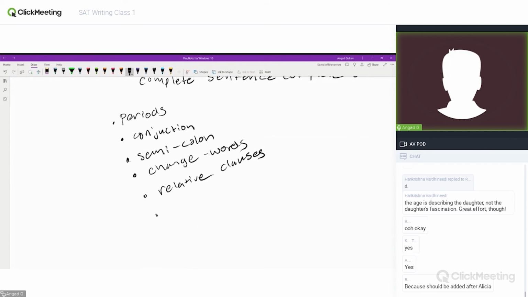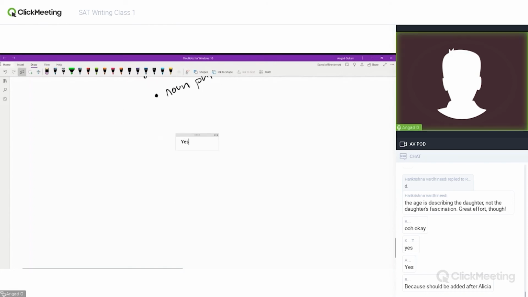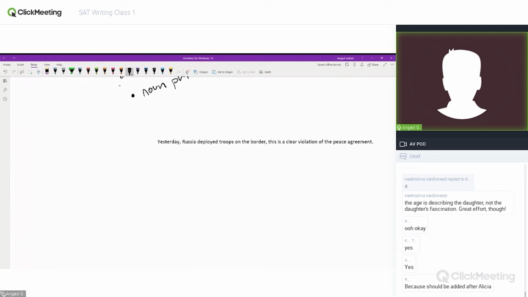And we can use a noun phrase set off by commas, right? So let's say, yesterday, Russia deployed troops on the border. This is a clear violation of the peace agreement. My computer's going really slow for some reason now. But here we have yesterday, Russia deployed troops on the border. This is a clear violation of the peace agreement. This is a run-on sentence. As said earlier, it's just set off by this one comma, but there's still two complete sentences.